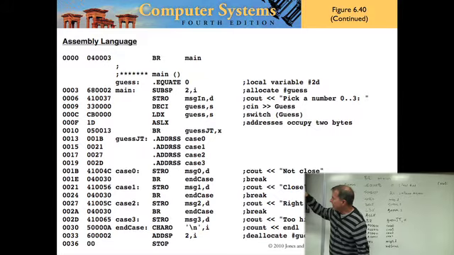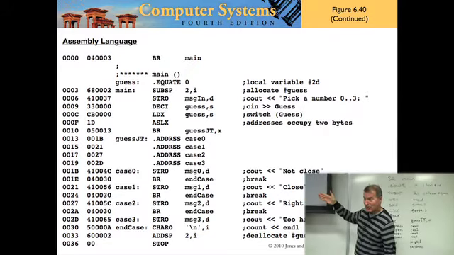Well, it's the address, it's .address case 0. Well, go down to case 0. What line is case 0 on? It's on line what? 001B.